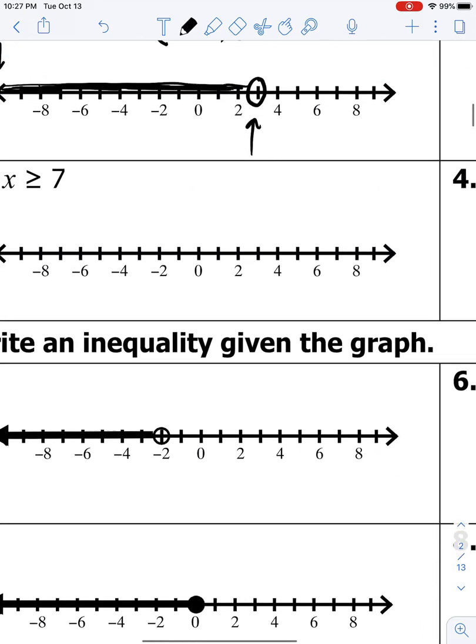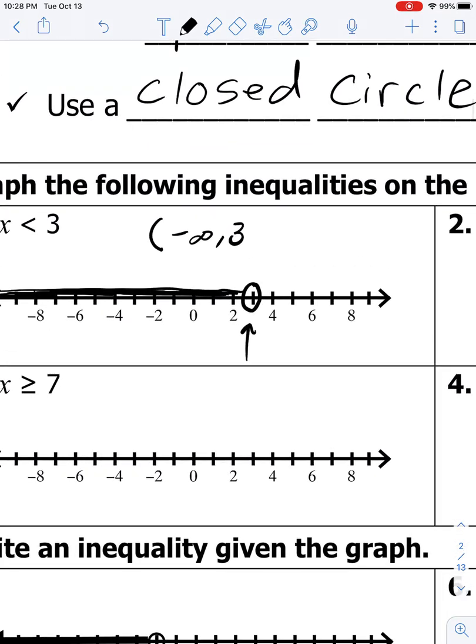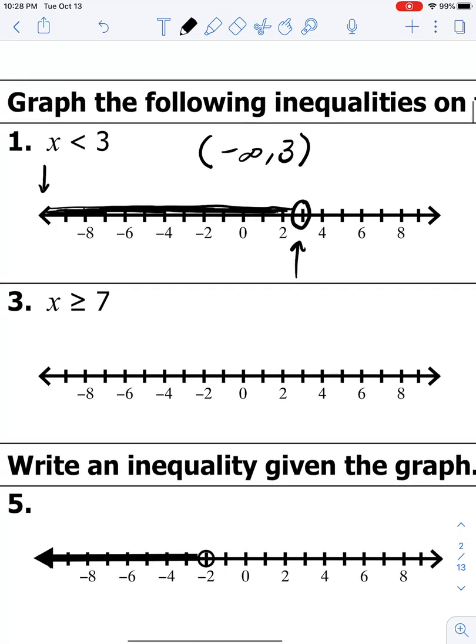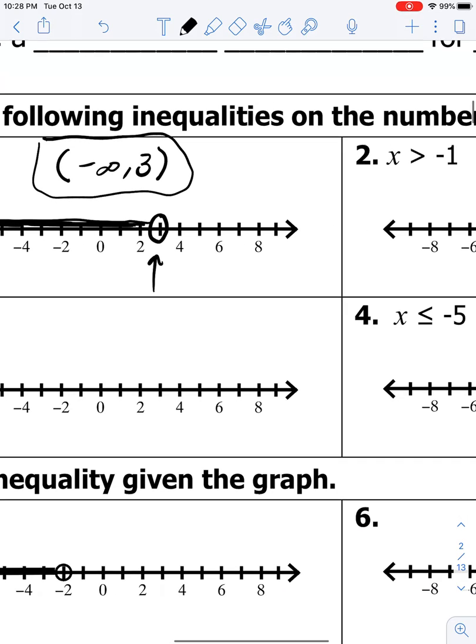So I'm going to finish this by putting a parenthesis because what's on the 3 is an open circle. And that would be your notation. All right, let's do another one.